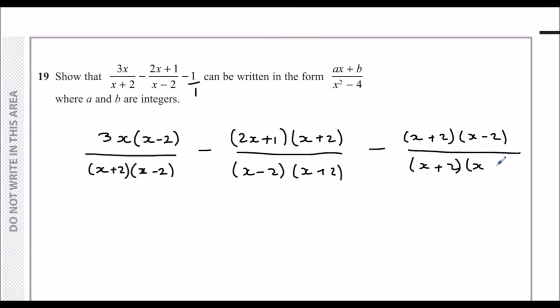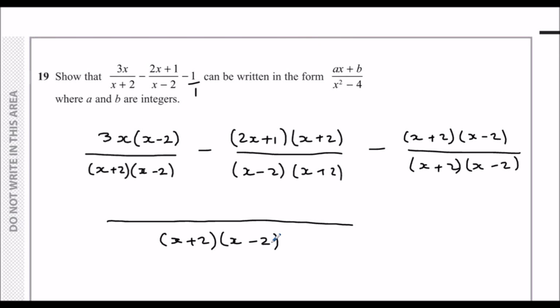So now we've got the denominators the same. It doesn't matter that I've written x plus 2 times x minus 2 or x minus 2 times x plus 2. They are the same thing. It doesn't matter which way around the brackets are. It just means they're multiplied together. So now I can make them into one fraction. So I can write it all over x plus 2 times x minus 2.